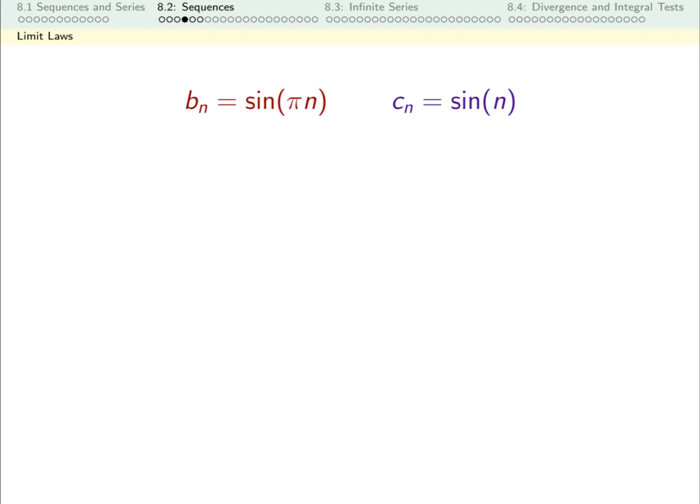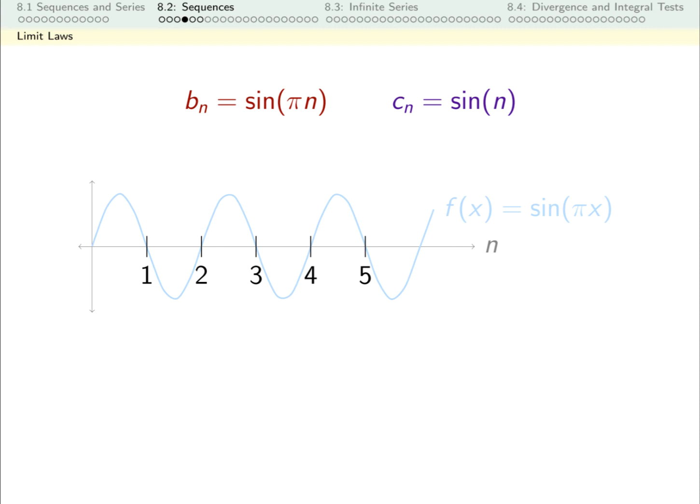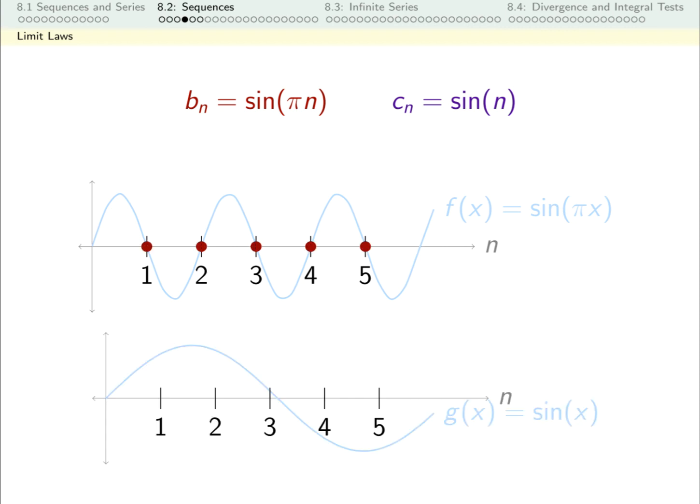Let's compare these very similar looking sequences. Here's sine of pi x. So if I take b sub n, its terms are 0, 0, 0, 0. This is the one we saw before. Here's just sine of x. C sub 1 is this number. C sub 2 is this number. C sub 3 is this number. C sub 4 is this number, and so on. We don't have this nice behavior that we had with b sub n. These jump around. They're not getting closer to any particular value.